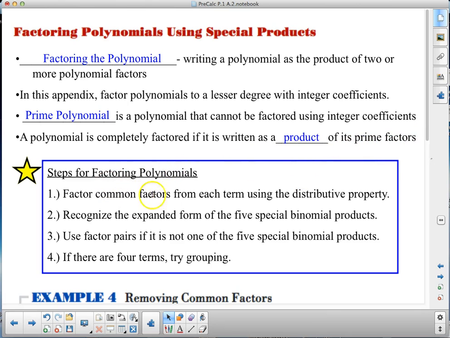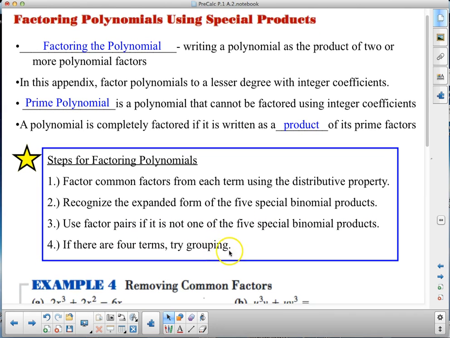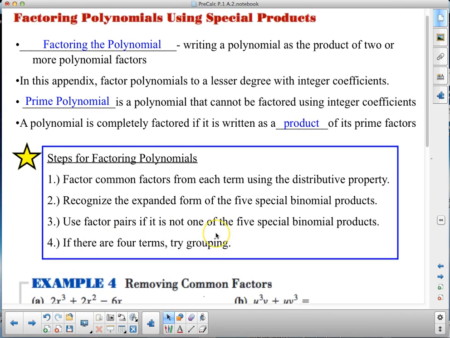Here are the steps. Factor common factors from each term using the distributive property. Recognize and expand the expanded form of the 5 special binomial products. We just went through the 5. Use factor pairs if it is not one of the 5 special binomial products. If there are 4 terms, try grouping. Well, that's kind of like the big hint.